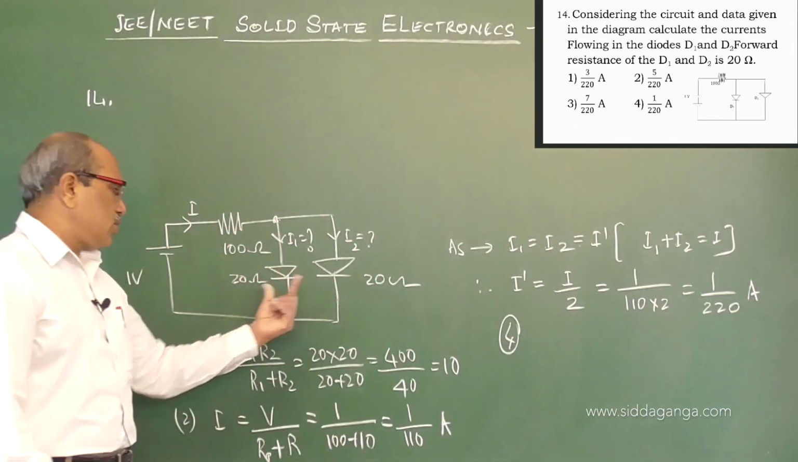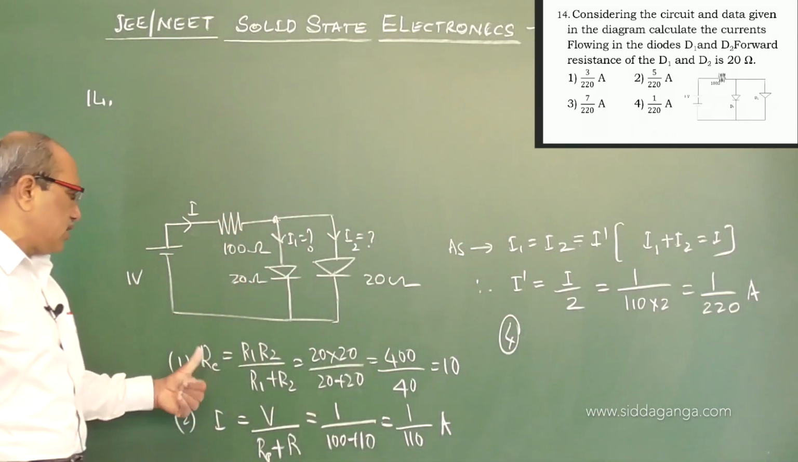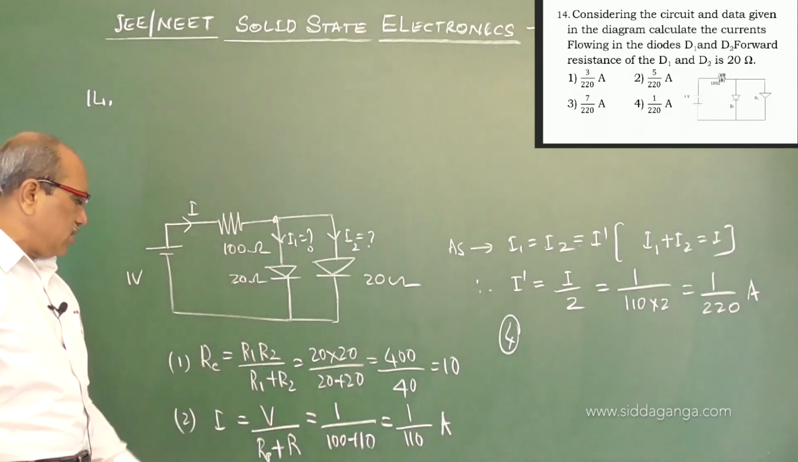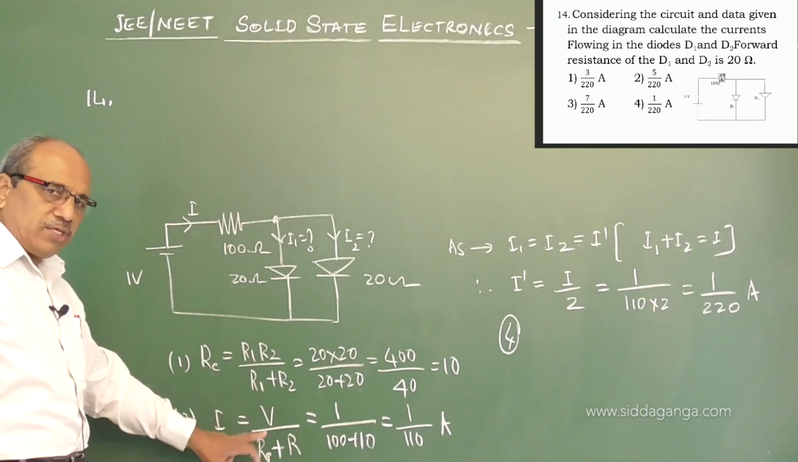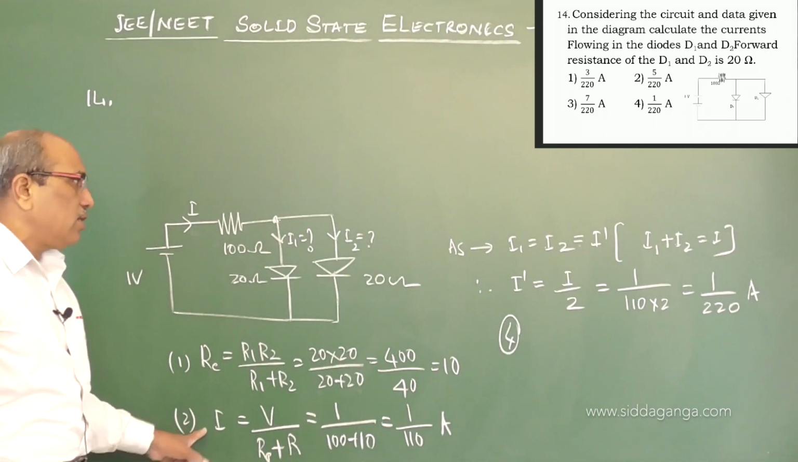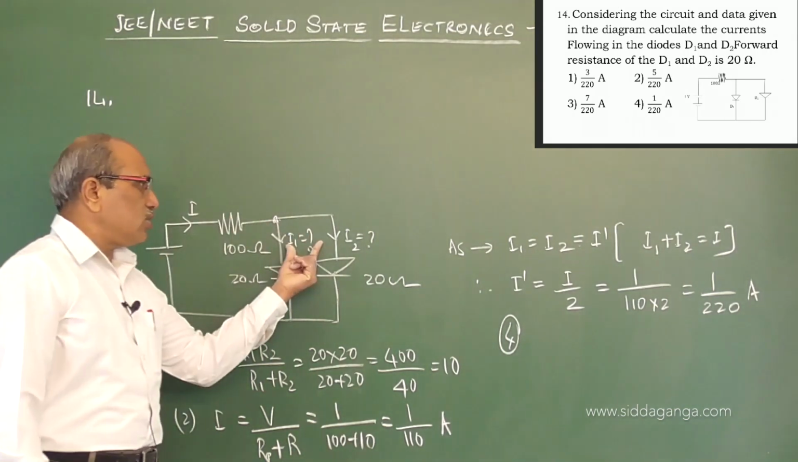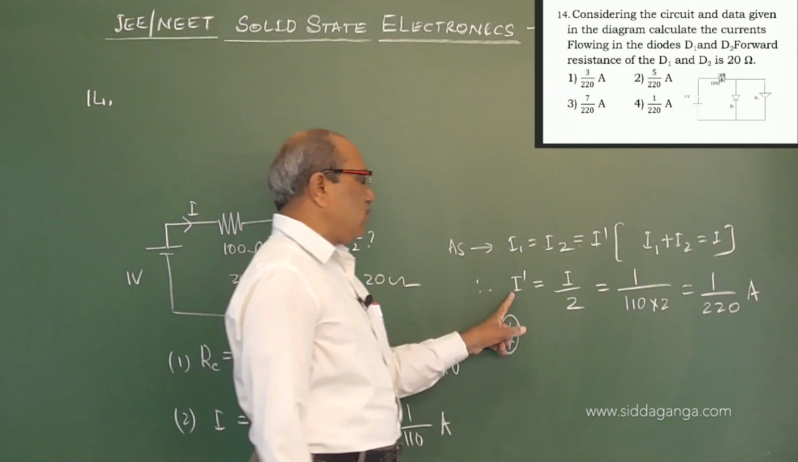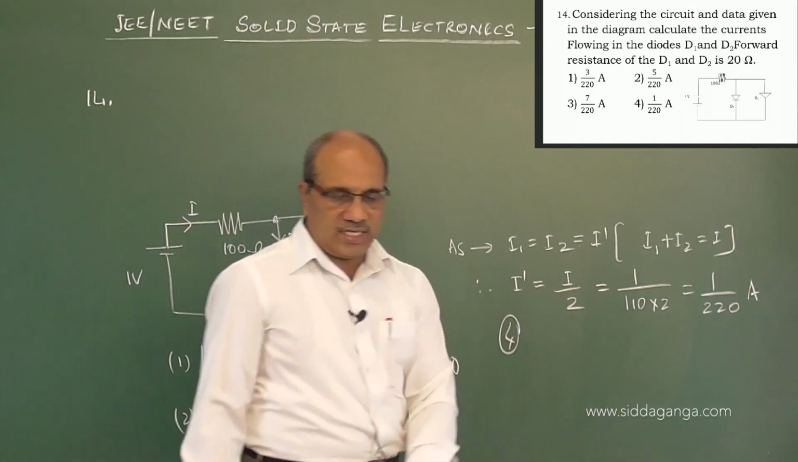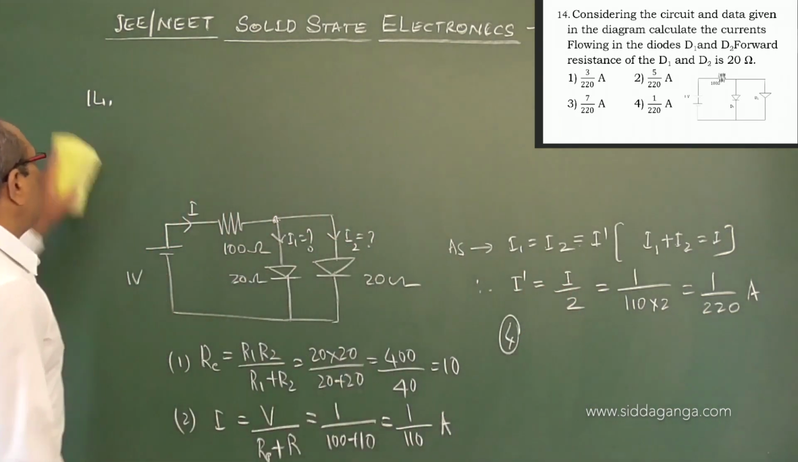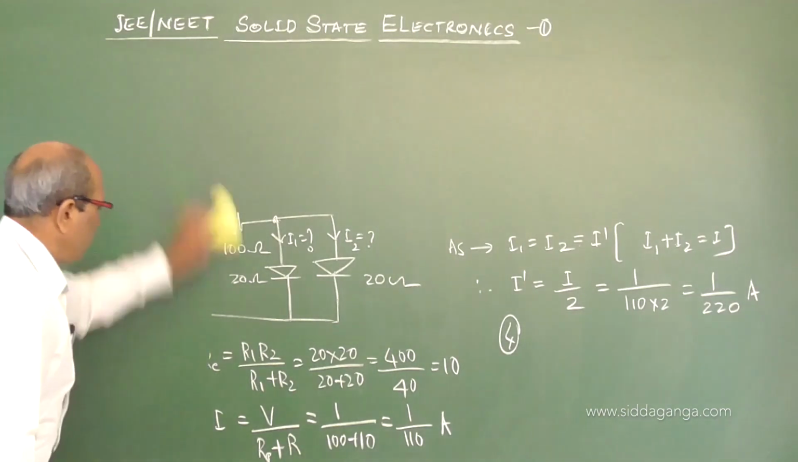So here, first you make the two parallel resistors a single resistor, and this is in series with the other resistor, giving the effective resistance. Voltage by effective resistance gives you the main current, which distributes equally. Therefore the current in any one diode is 50% of the main current. Therefore it is 1 by 220 ampere.